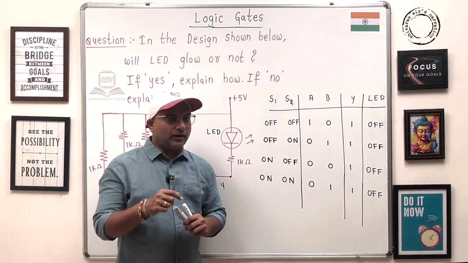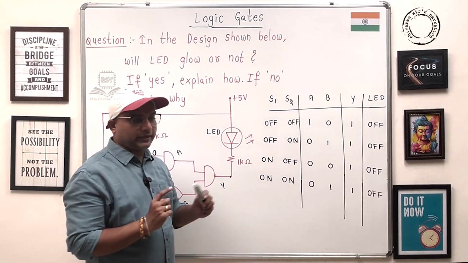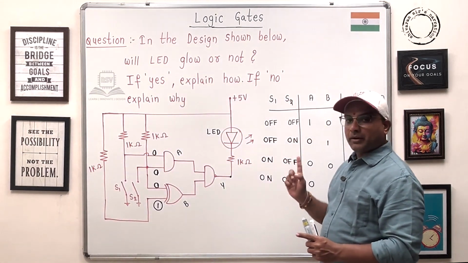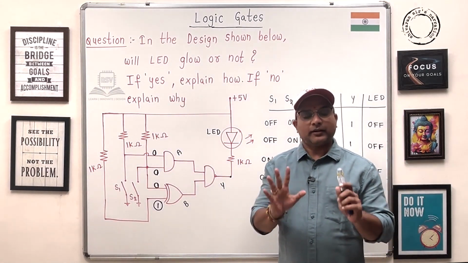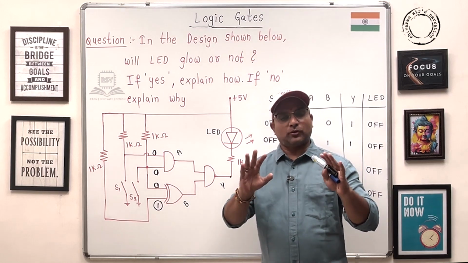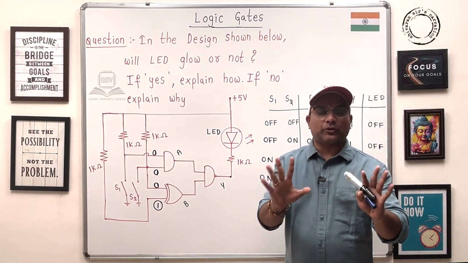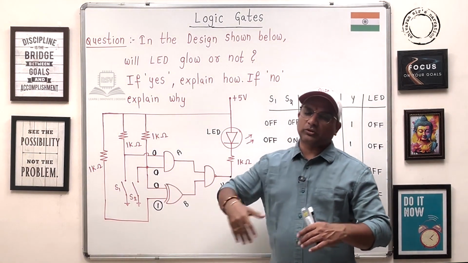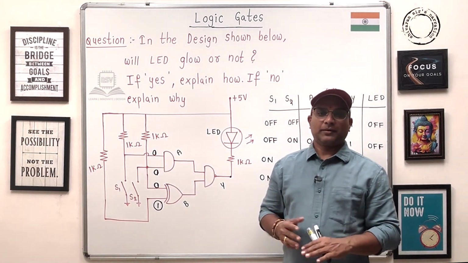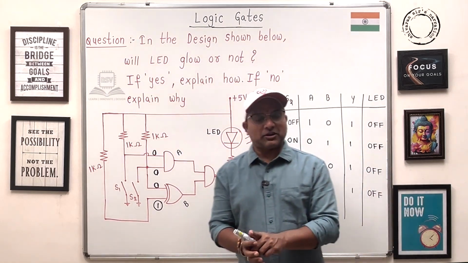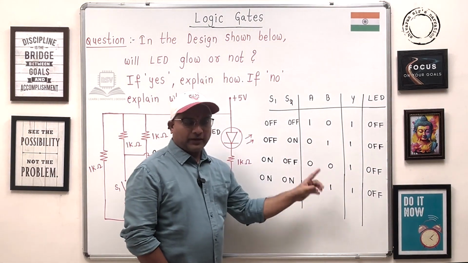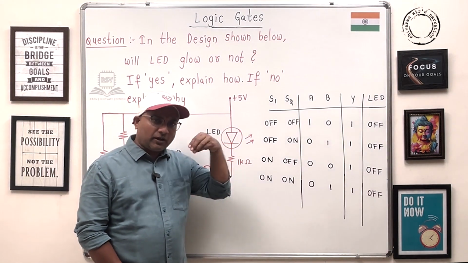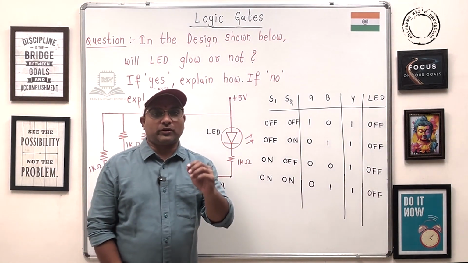Hence guys, what we can tell through this table is that the LED is permanently in off state only for this given design. When you take the switches, both on, both off, on and off, still the output is always 1. Hence the LED will not glow. It is always in reverse bias only.